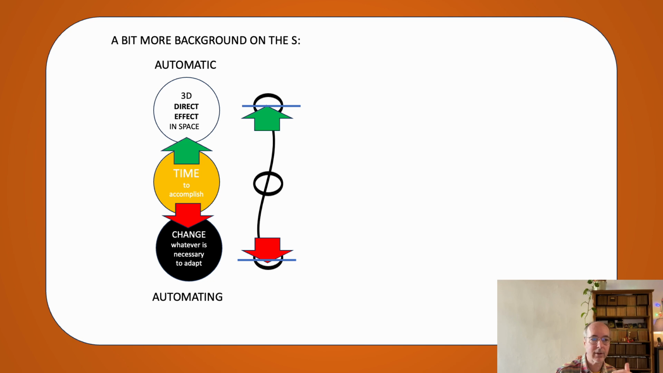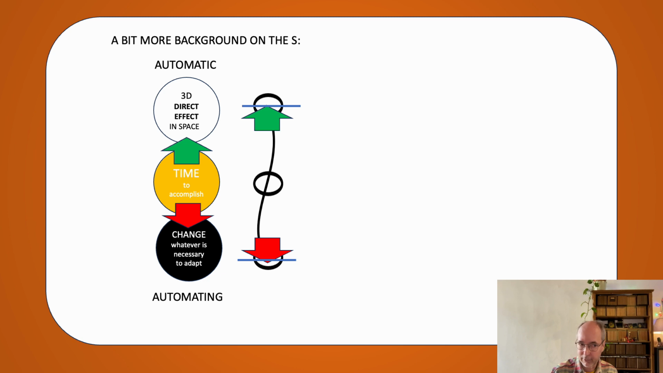So this background of S goes very automatic. It goes in all directions at once. It tries to go with the green arrow directly to create an effect in space. It will use the frame of the element of time, so to accomplish it over time, and it will change anything or whatever is necessary that will be adapted so that it can make itself represented in space. So this is all the structure at once. It's automated in the background.